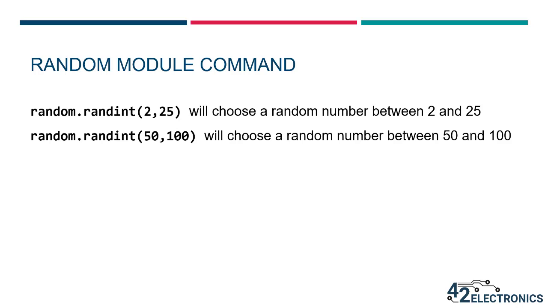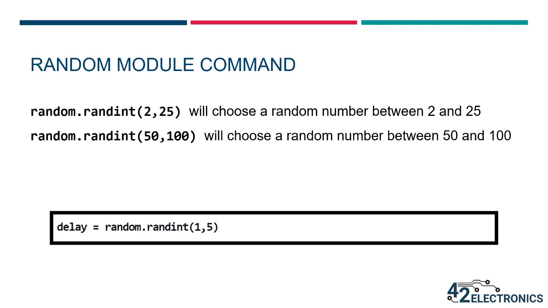Now, you've already learned how to choose a random value from a list in lesson A-13, but what if you don't want to use a separate list? You can do this by using the random.randint command. The randint portion of this command stands for random integer. You can load the parentheses after this command with a range of values. So for example, on the first line is the code you would use to choose a random number between 2 and 25. On the second line, we have the code for choosing a number between 50 and 100.